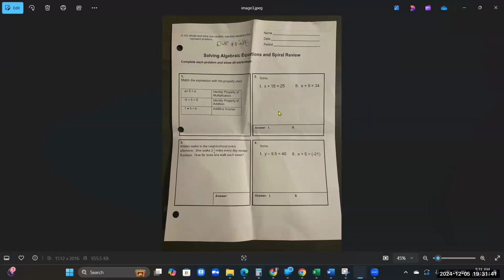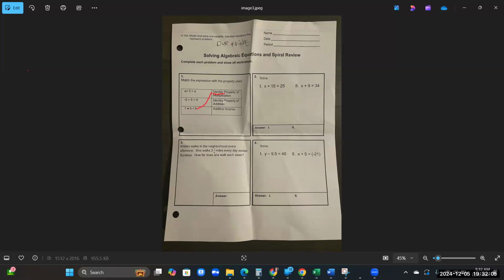All right. Match the expression with the property used. Identity property of multiplication. That will get you back to itself, hence the name identity itself. So that'll be 1 times B is equal to B.